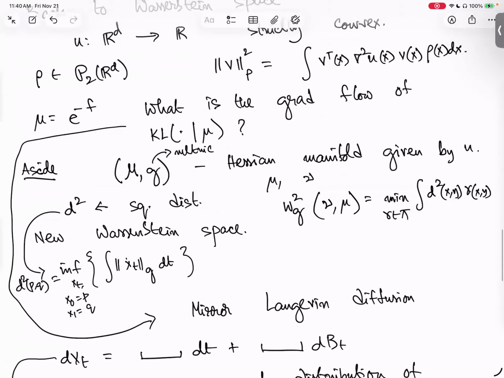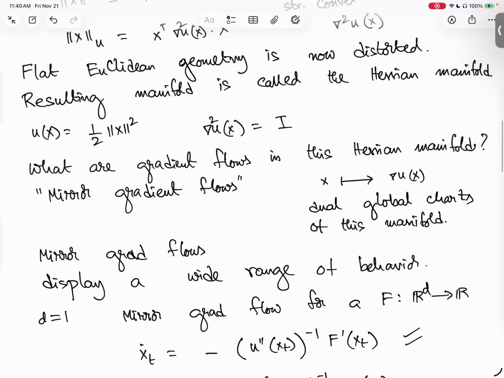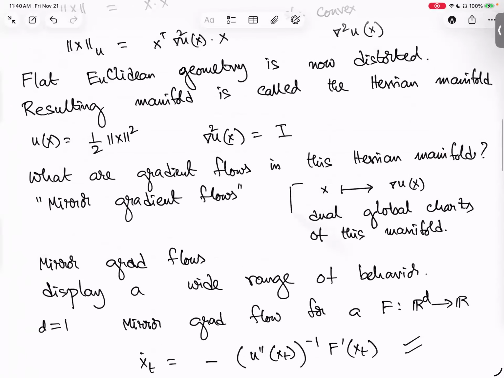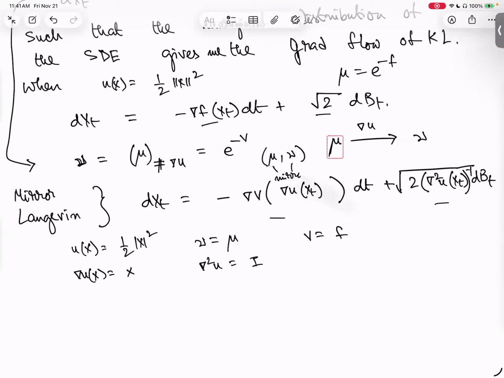You should think in terms of, again, mirror coordinates. Over here, I tried to give this idea that x and the gradient of u of x should be thought of as dual. They're like counterparts of each other. And over here, there are two probability measures, one is mu and the other is nu. They're like mirrors of one another. You're basically seeing the same measure through two different coordinate systems. They look different, but they're basically mirror images of one another.